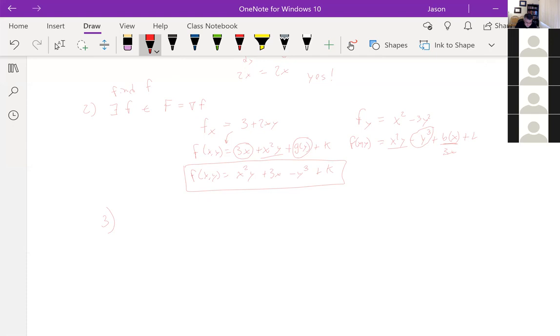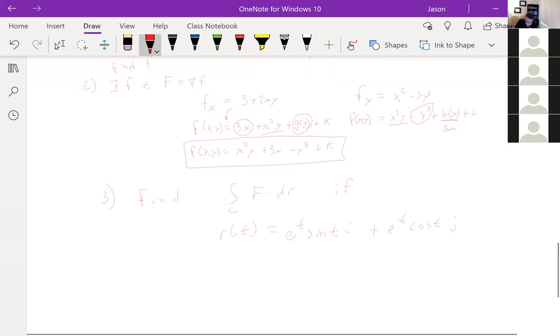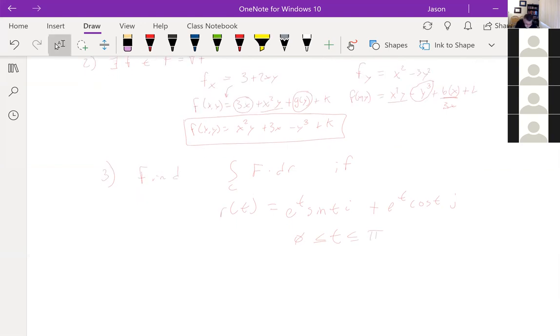Okay, so find the line integral of f dot dr if r of t is equal to e to the t sine t i plus e to the t cosine t j. So it's my vector. And then we're going to have t go from 0 to pi. Okay, so t goes from 0 to pi.